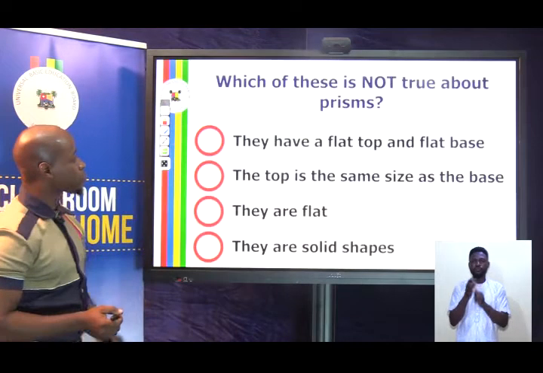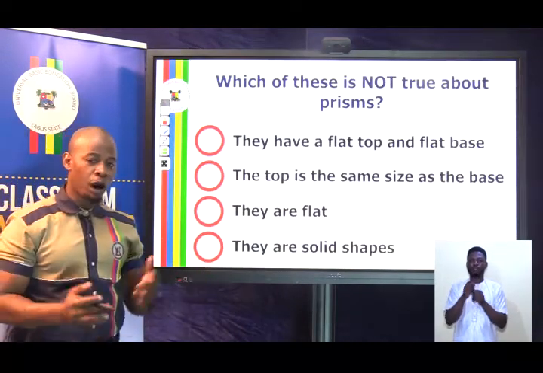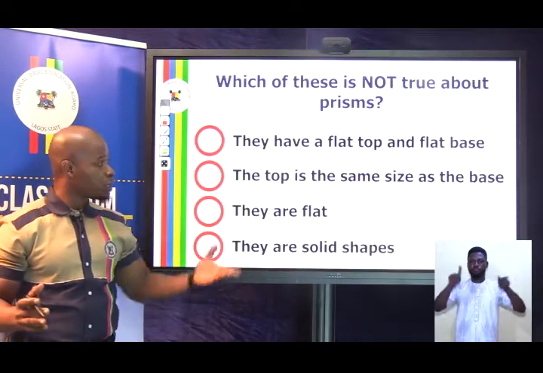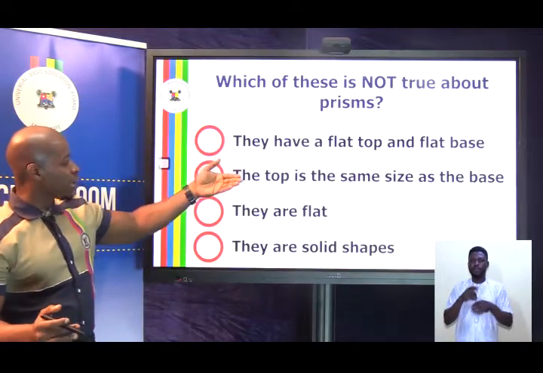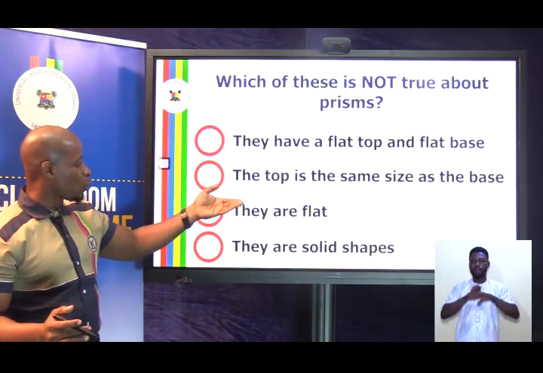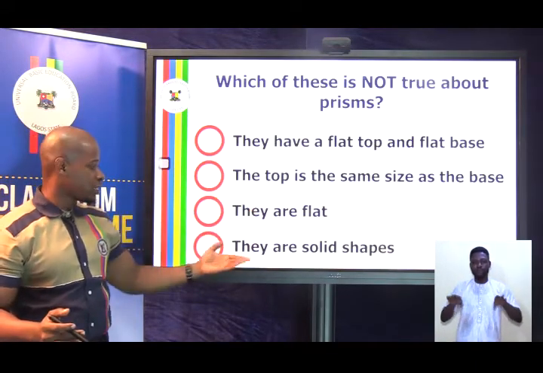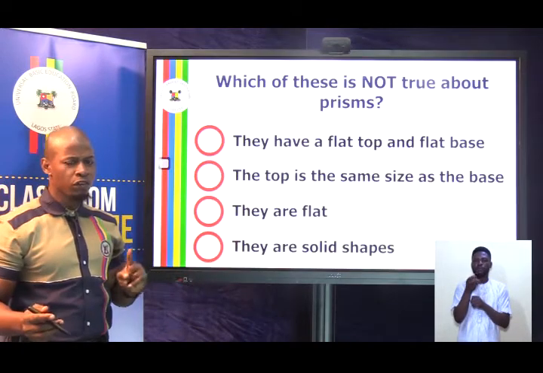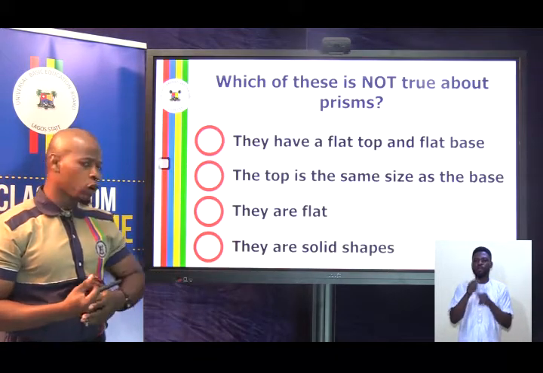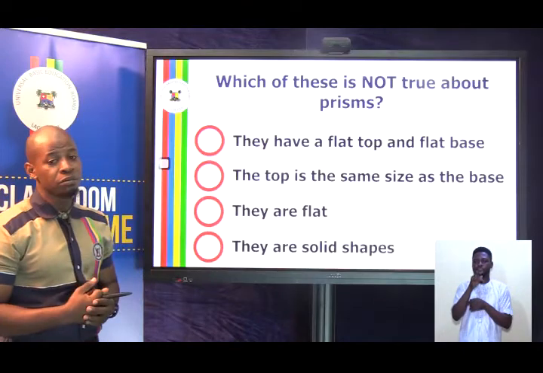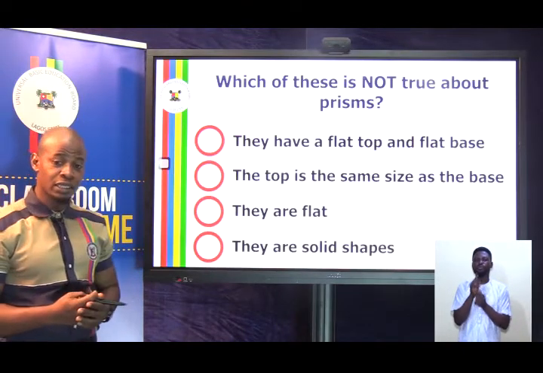Now let's move on. Which of these is not true about prisms? Do you remember prisms? Read the statements. They have a flat top and a flat base. The top is the same size as the bottom, the base. They are flat. They are solid shapes. One of them is not true. One of them cannot be a property of a prism. Do you know the one that it is?